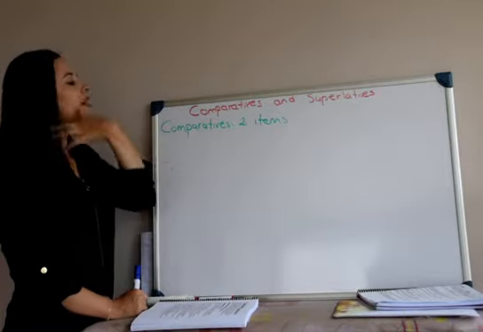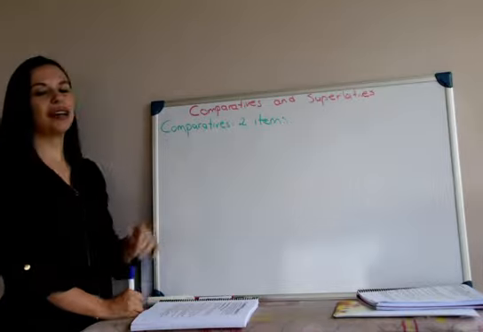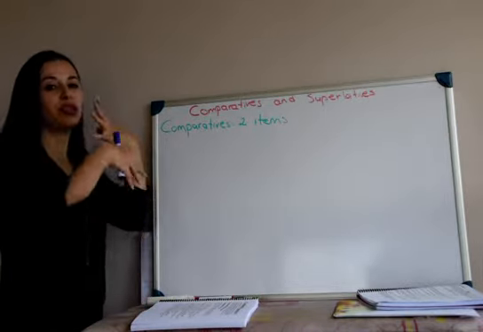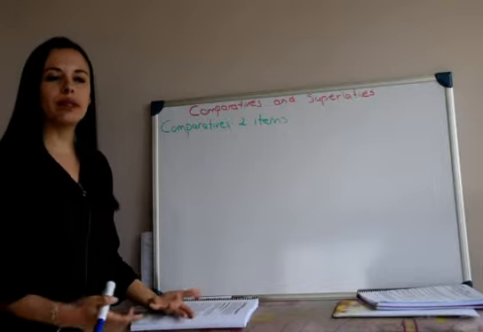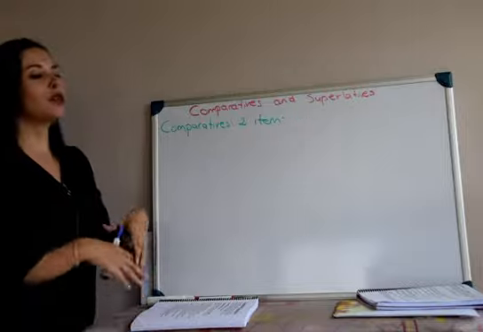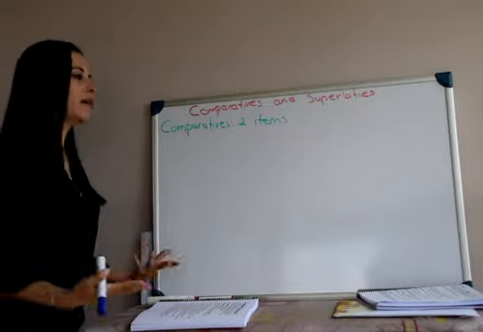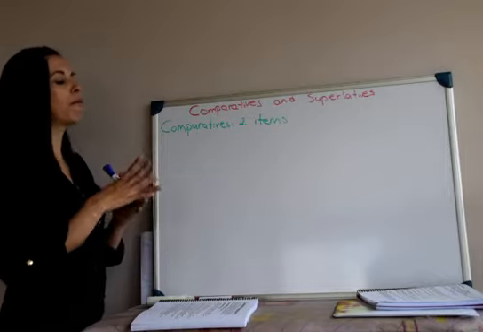Okay guys, now the following topic is comparatives and superlatives. This is a really nice topic. It's very easy, but you need to understand how to use the comparatives and superlatives. So comparatives and superlatives are used to compare. That's why they are called comparatives. To compare people, to compare things, to compare animals, places, countries, whatever. Okay, we always compare things.